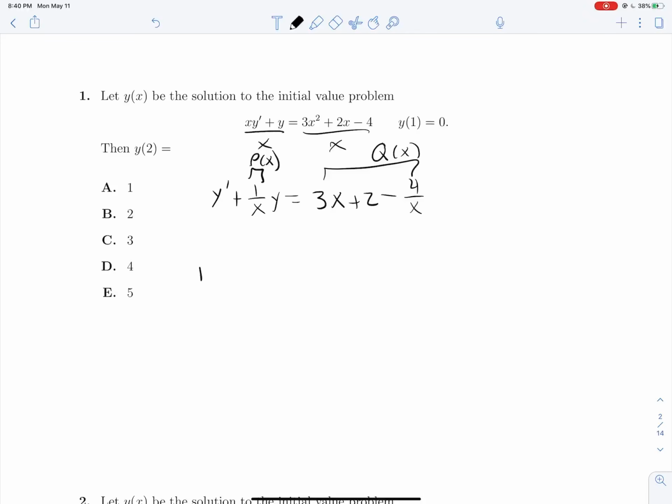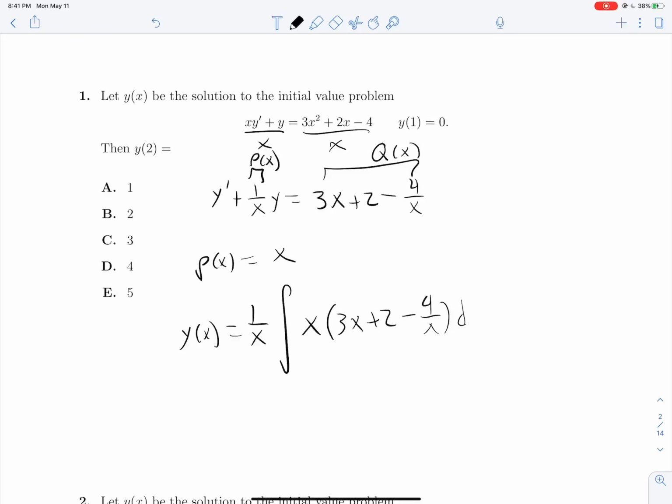So integrating factor says that rho of t, which is our integrating factor, is e to the integral of p of t. Well, we're not dealing with t, we're dealing with x. I'll replace that. So we get e to the ln x, which simplifies down to just x. And the integrating factor method overall says that y of x then is equal to 1 over rho of x times the integral of rho of x multiplied by q of x, our right-hand side. That's 3x plus 2 minus 4 over x dx.